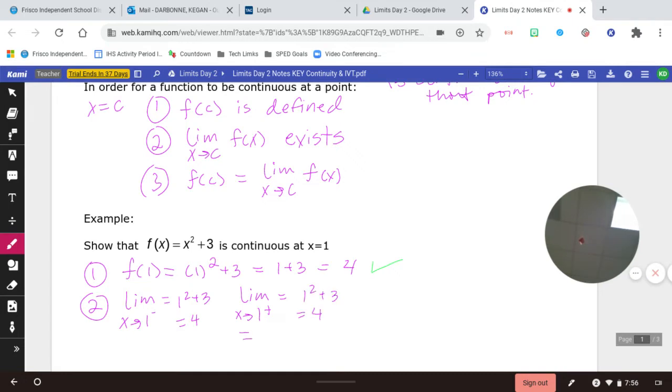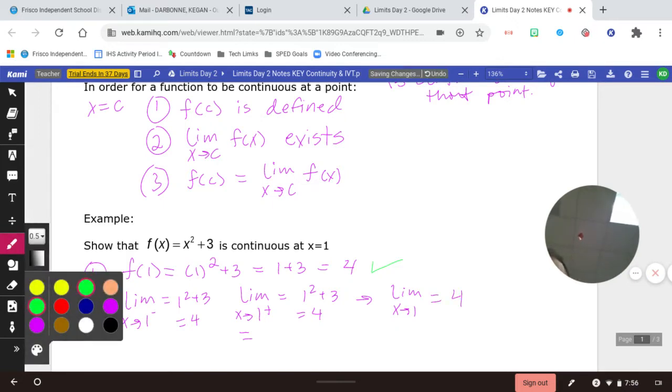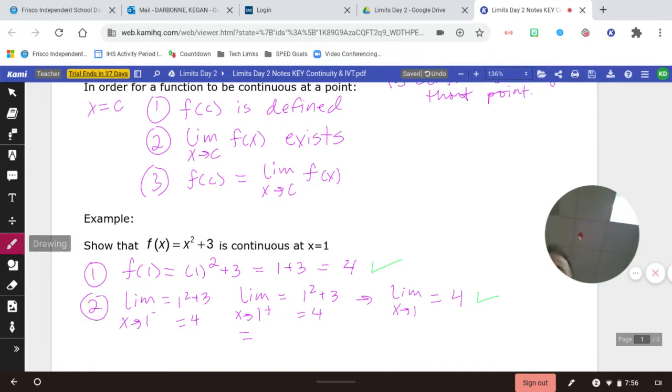Those are equal to each other. So the limit as x approaches 1, the overall limit, would be equal to 4. So second step, limit as x approaches 1 exists. Okay. Now, yes, this might seem a little redundant, but that's kind of math.